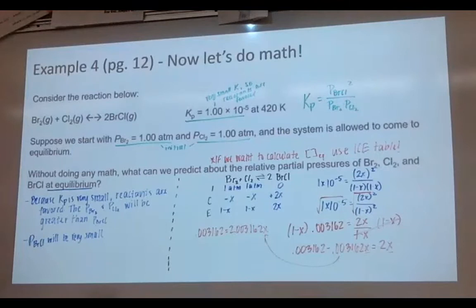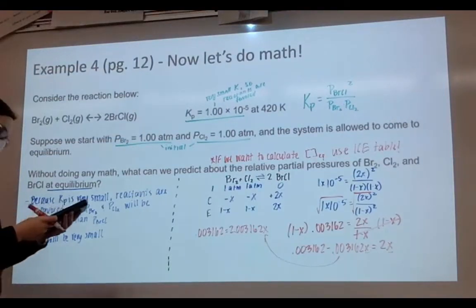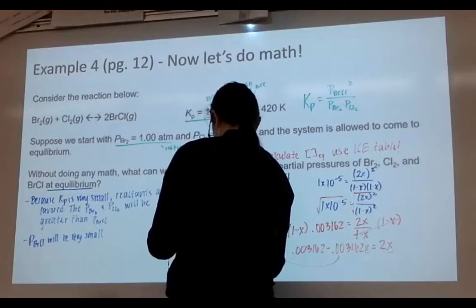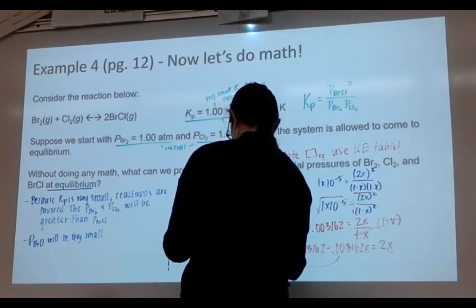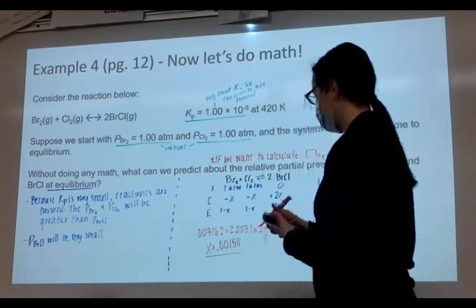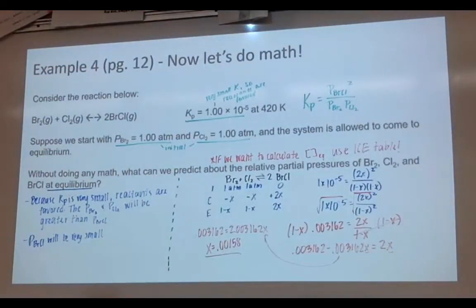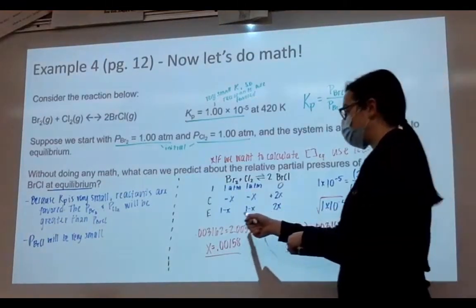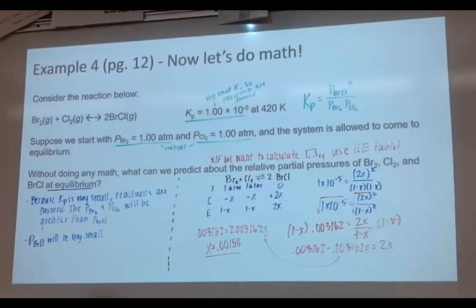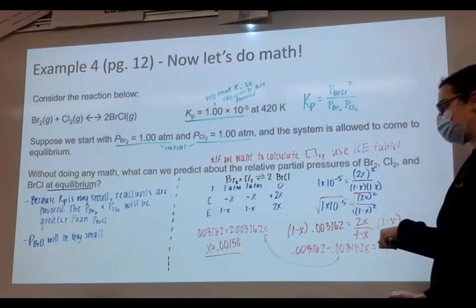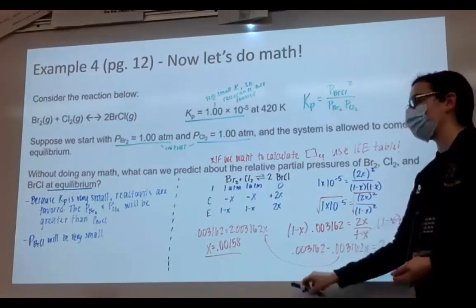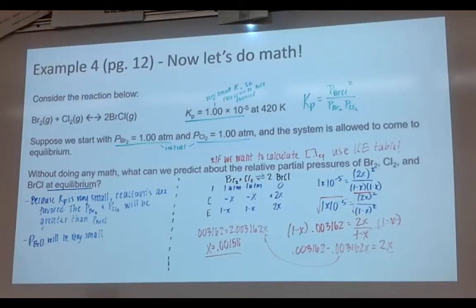And then 0.003162, I'm going to solve for x, divided by 2.003162. And x is 0.00158. There's x. So x lets us find the equilibrium concentrations. So the point of doing ice tables with x is to use the equilibrium constant to solve for equilibrium amounts. Now x is not any equilibrium amount.